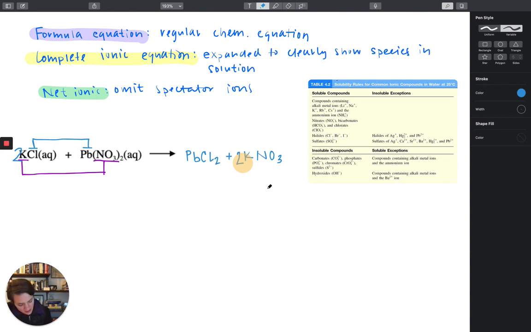So this is our formula equation. And the question is, of this new cation-anion pairing, did I have something that would crash out of solution? So potassium nitrate, going to be aqueous. But lead chloride, let's find chlorine, halogen, lead is an exception. So that is going to be solid.